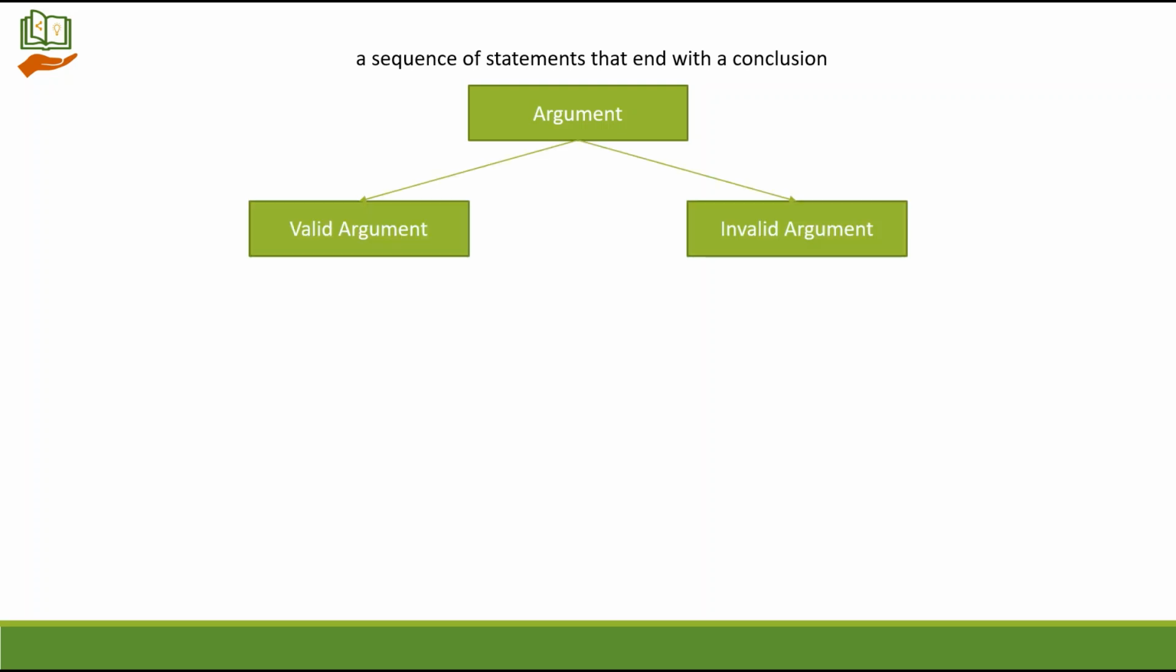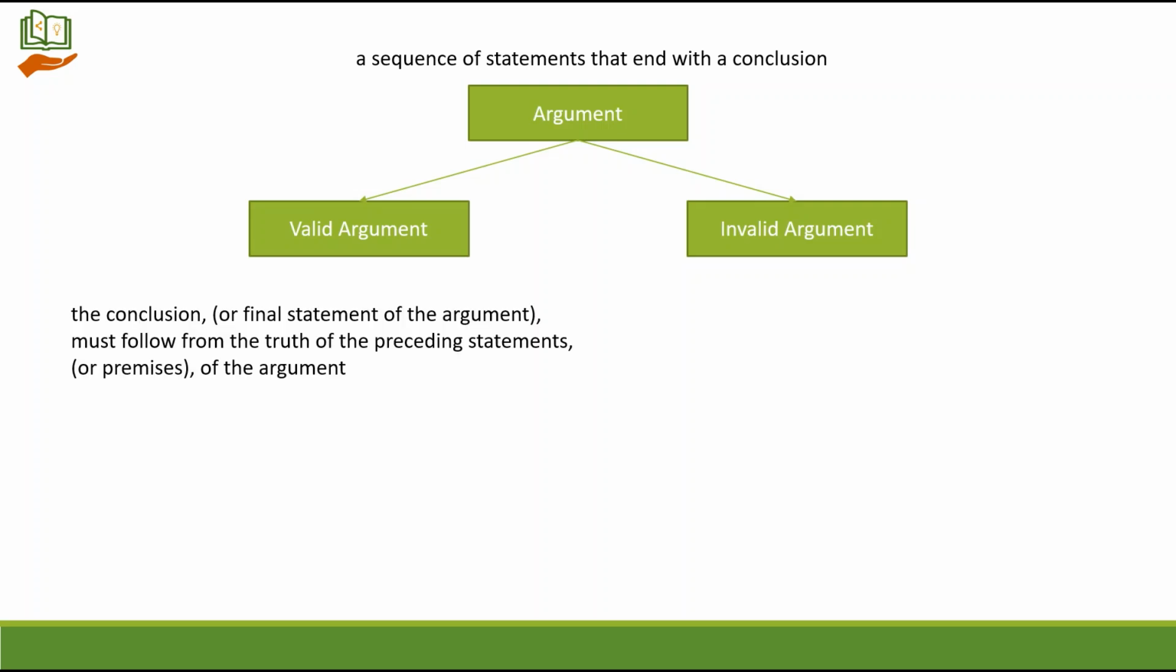There are two kinds of arguments. One is a valid argument and another one is an invalid argument. What is a valid argument? The conclusion, or we can say the final statement of the argument, must follow from the truth of the preceding statements. Whatever you find before the conclusion will be called premises. So when the conclusion follows from the truth of the premises of the argument, we say it's a valid argument. In general, an argument is something that will end with a conclusion, and a valid argument is when the premises lead to a particular conclusion.